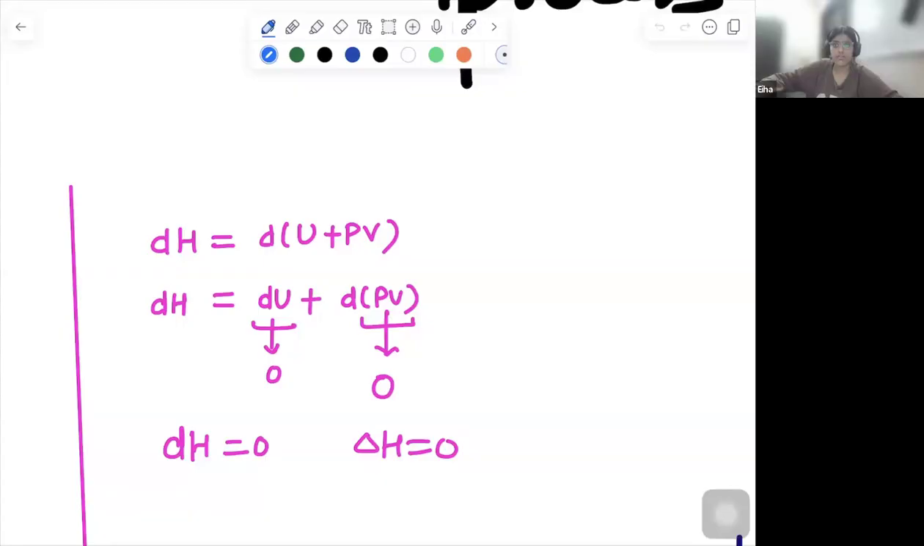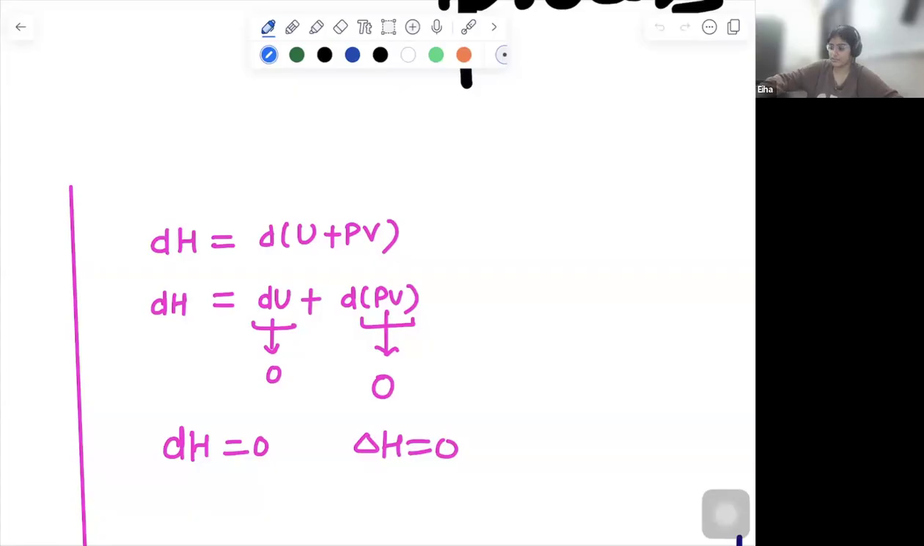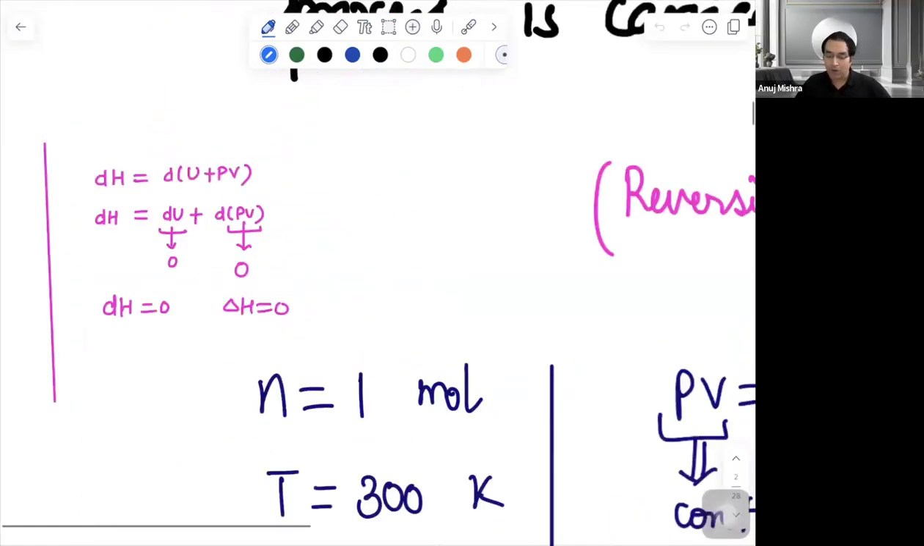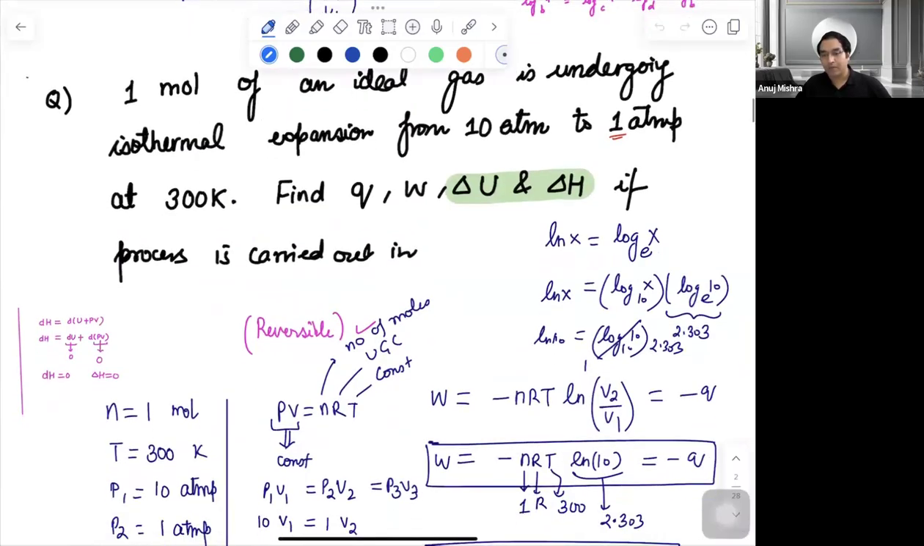No doubt. Sir, how is PV constant here? Isothermal case, temperature is constant. हाँ, take example of ideal gas, PV is nRT. अच्छा, okay, so PV constant हो जाएगा. Got it, sir. लिख लीजिए PV constant. So dPV is 0, dH is 0, dU is 0. So delta H is 0 and delta U is 0. I hope all of you understand this first question very well. Any problem in the first part?